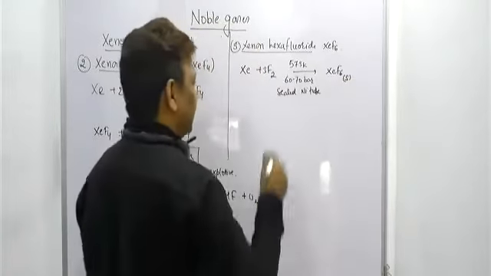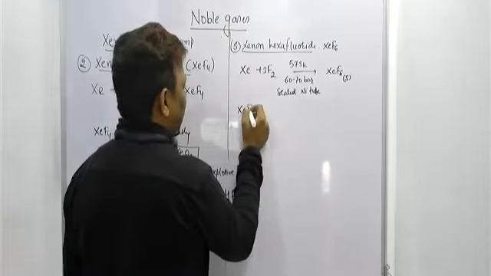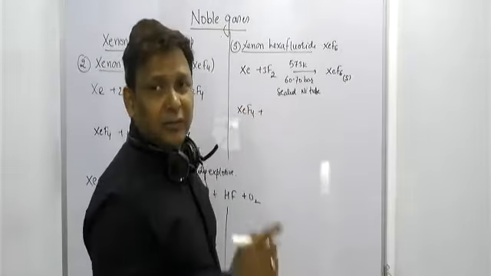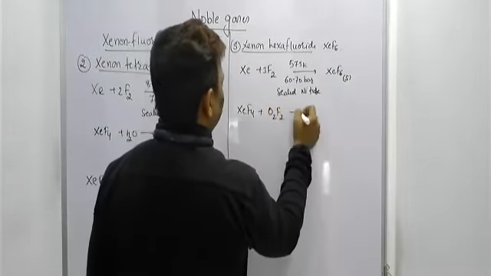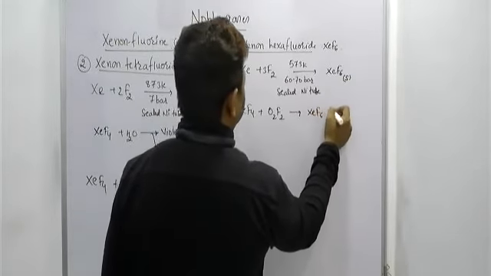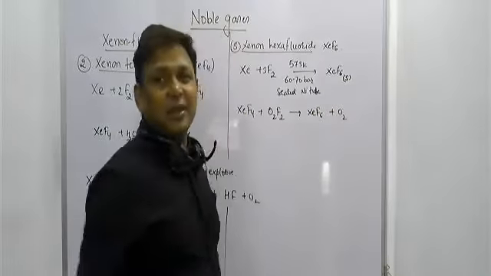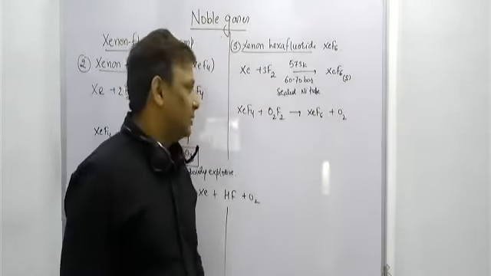Another method is there to form XeF6. XeF4 treated with a compound of oxygen with fluorine forms XeF6 plus O2 gas that comes off, right? Note down.